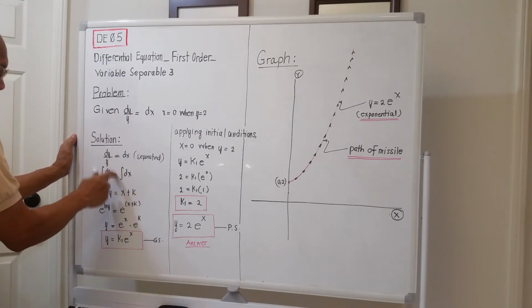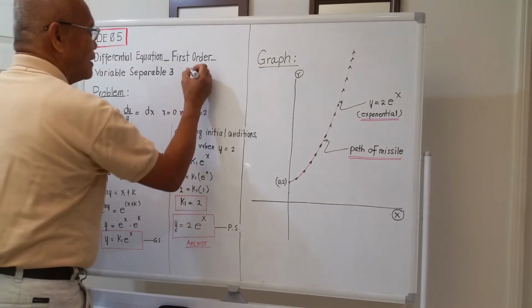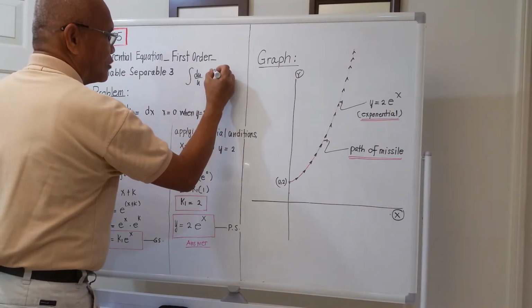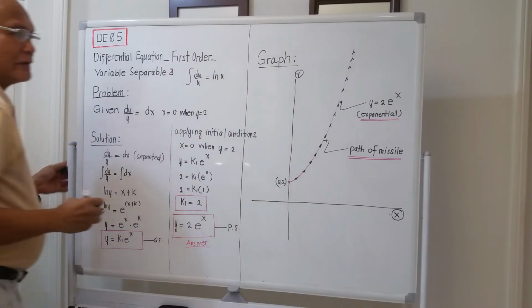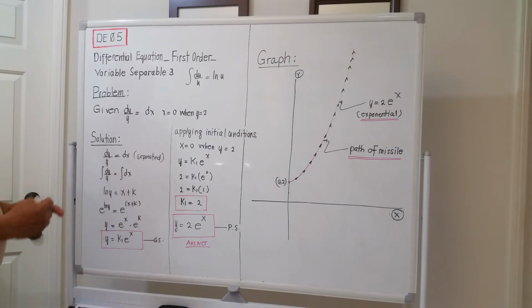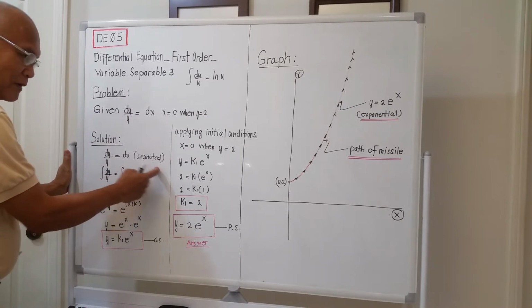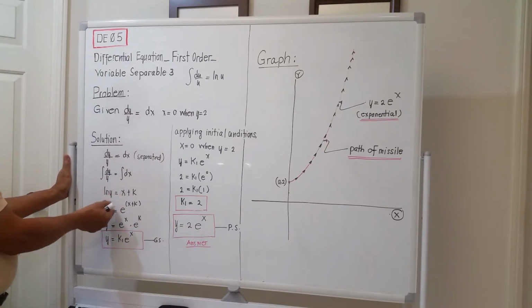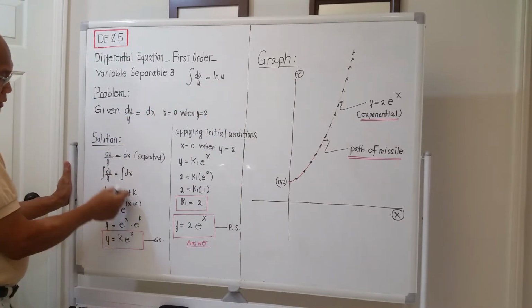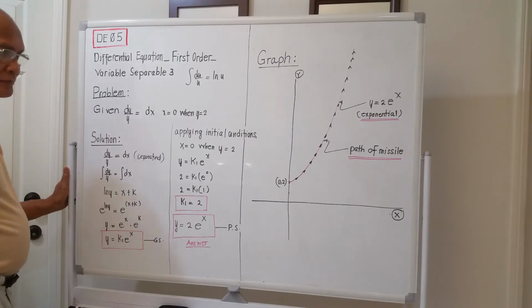The integral of dy over y is under the form the integral of du over u, and the integral should be the natural logarithm of u, for the left hand side. For the right hand side, no problem. The integral of the differential of any variable is just the given variable. So the left hand side will be natural logarithm of y, equal to the integral of dx, which is just simply x plus a constant k.